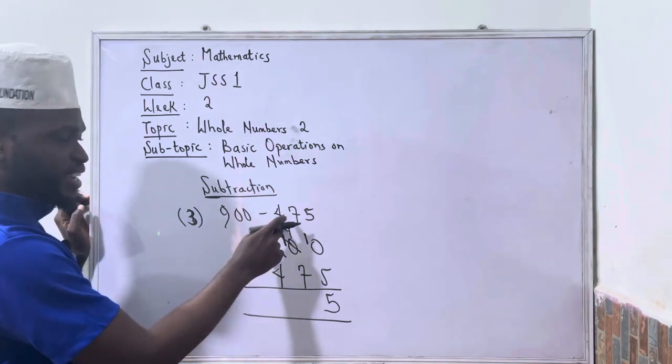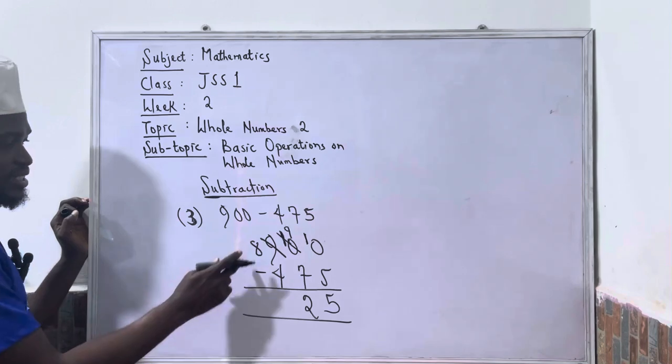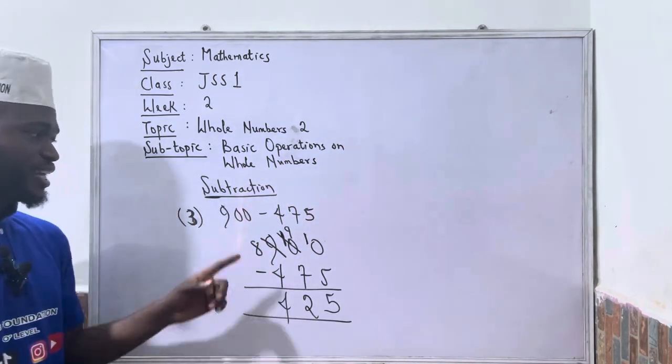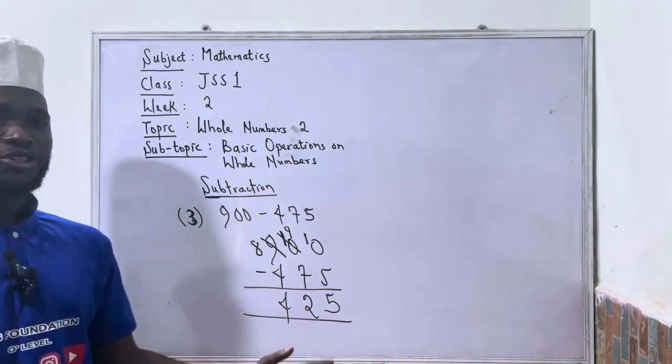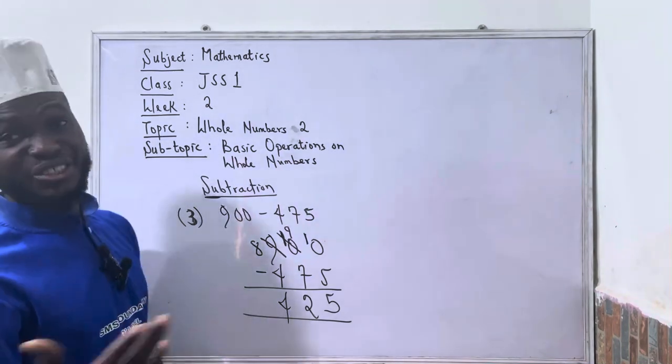So now we have 9 left here. 9 minus 7 will give me 2. Then 8 minus 4 will give me 4. So that means the result for 900 minus 475 equal to 425. So we can do this in another way.